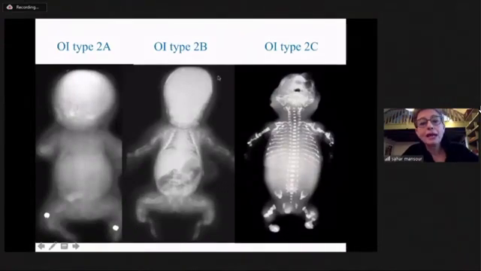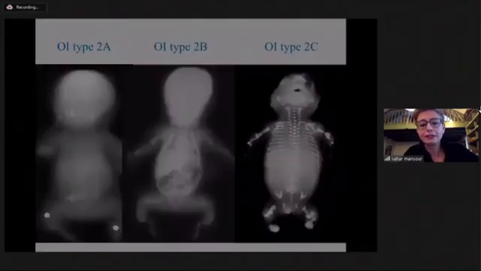There are 3 types actually of type 2 osteogenesis imperfecta, and they vary in severity. So type 2C is the most severe. With such a soft skull, you often don't see the skull. Then type 2A and type 2B, but they can all be caused by the same genes. So it's not essential to differentiate.